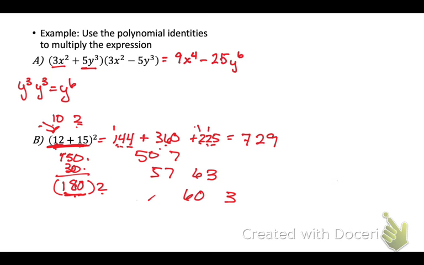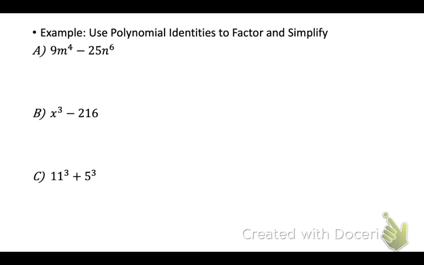Okay, so next example, it says factor. We factored our examples from left to right; the last one we went right to left. So I see a minus, so I'm hoping it's a difference of squares. Is 9 a perfect square? Is 25 a perfect square? Well, m to the 4th is a perfect square because the exponent is even, and n to the 6th is a perfect square because it's even also.